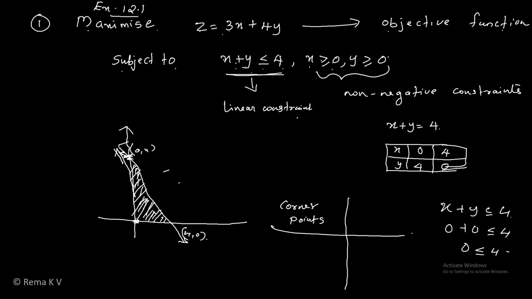First point is this one, second point is this one, and the third point is this. So which are the corner points? 0, 0, the origin, is one point here. This is another point and it is 4, 0. And the third one is 0, 4. Is this clear?